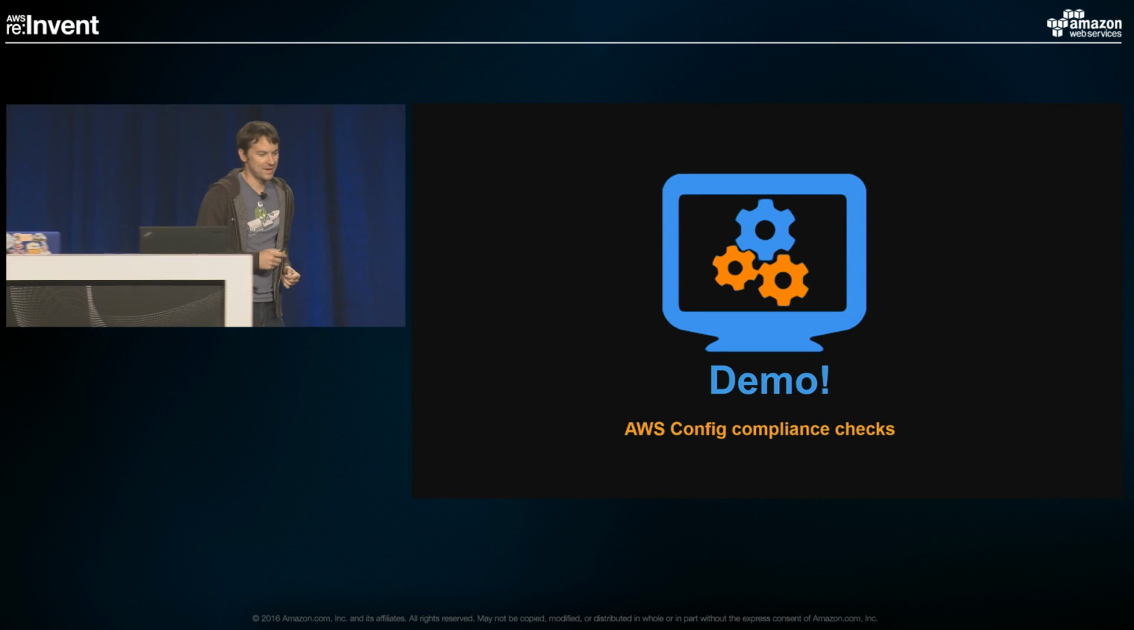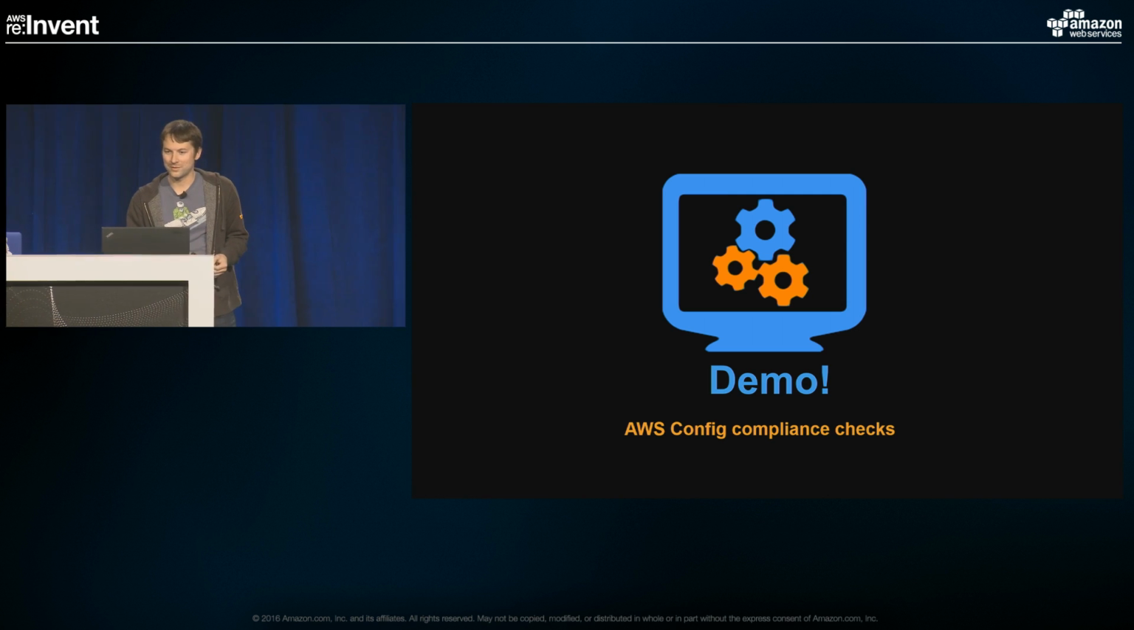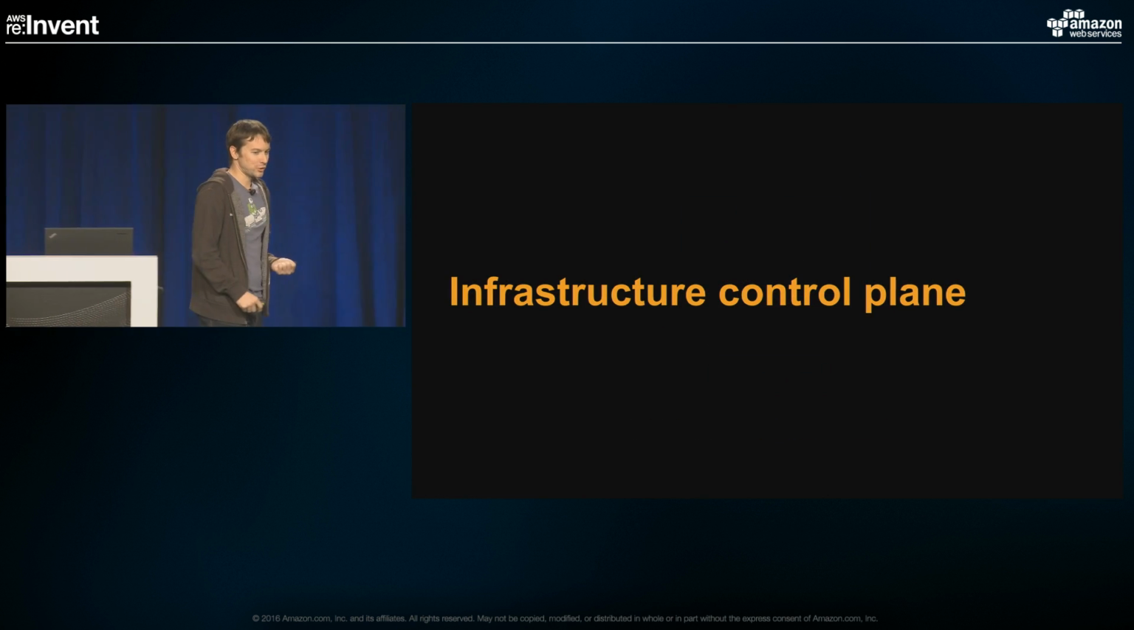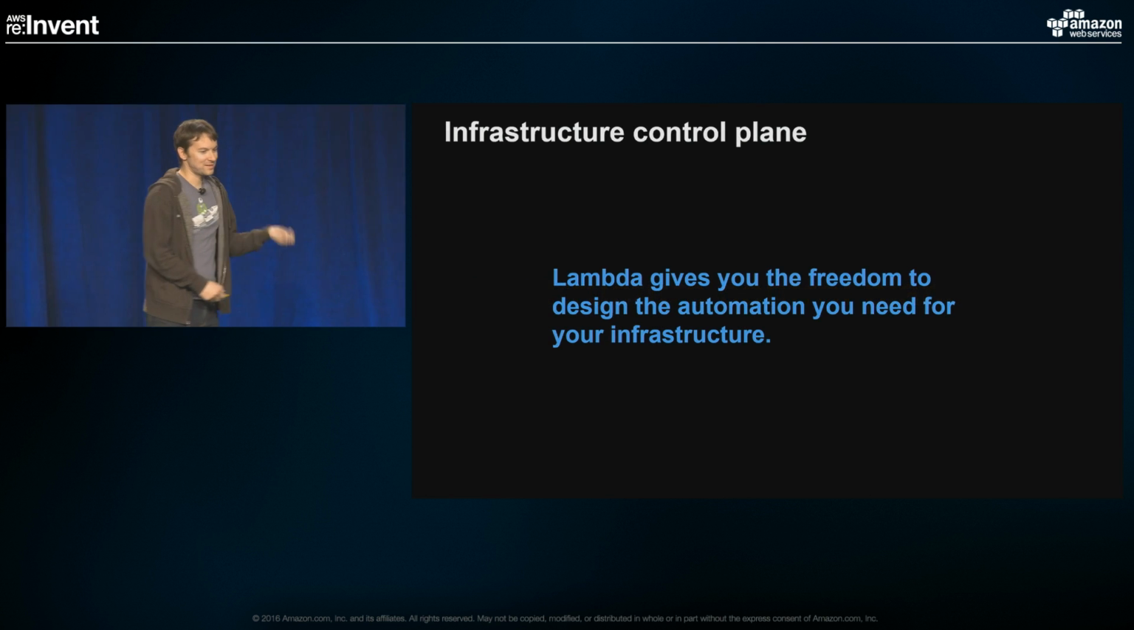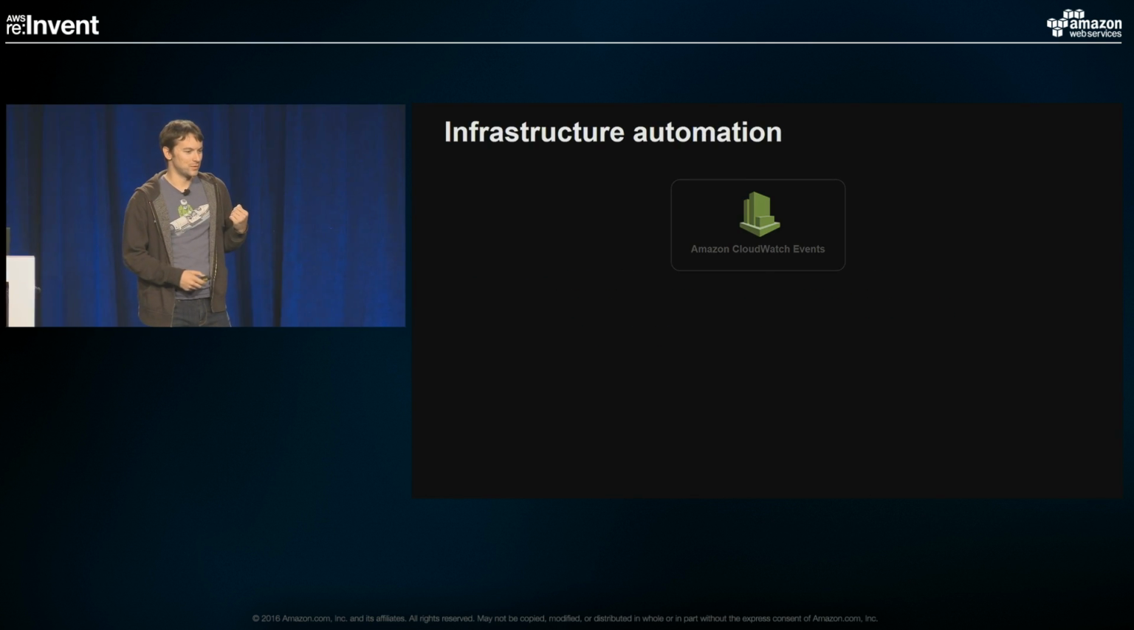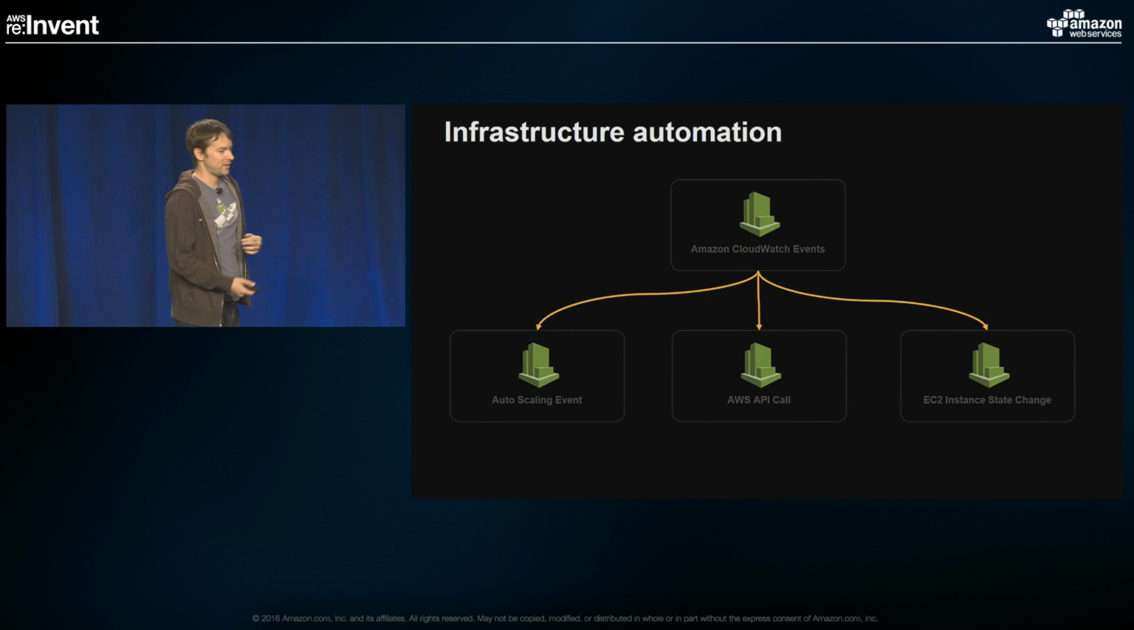All right, we're going to try and get out of here. And I'm over my tight 30 promise, so let's speed up. OK, infrastructure control plane. What I mean by this is exactly the same thing I've already been talking about. You can use CloudWatch events and auto-scaling events and various API calls and state changes.